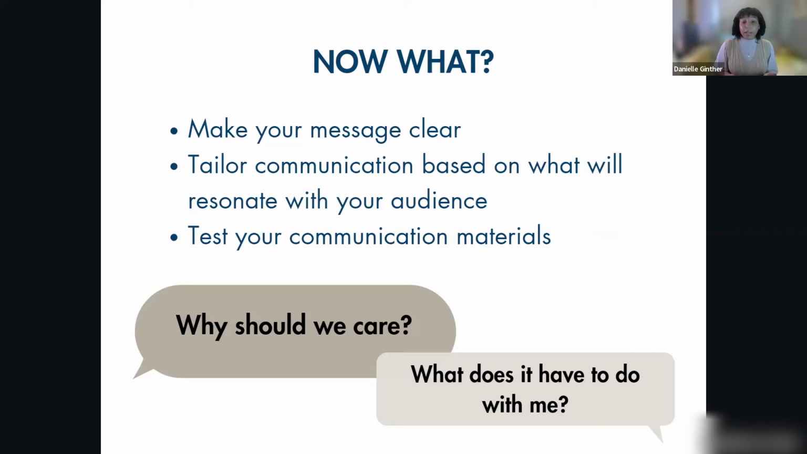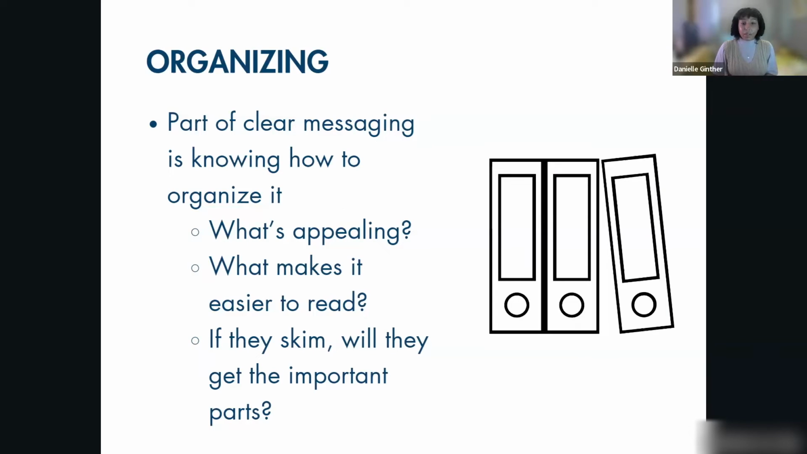You should be able to answer these questions. Why should your audience care about what you're saying? And what does your information have to do with the audience? It doesn't help if the information you're giving them is not something they care about, or if it's not something that pertains to them. So how do we organize messaging to make sure it is clear and that our audience gets the message? Organizing your message correctly is an important step to keeping your message clear for your audience and to make sure they get the intended information.